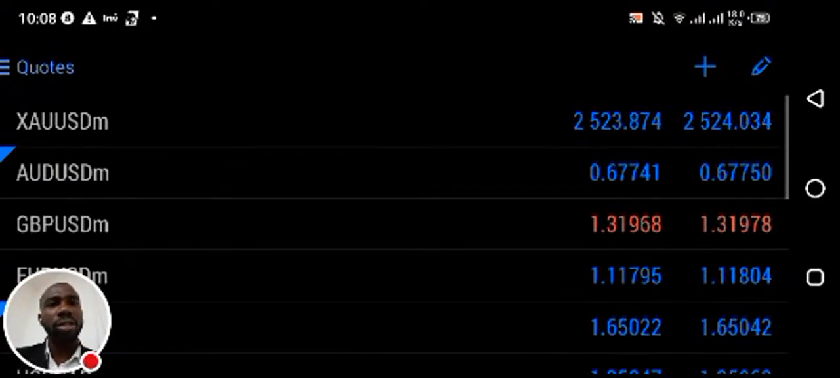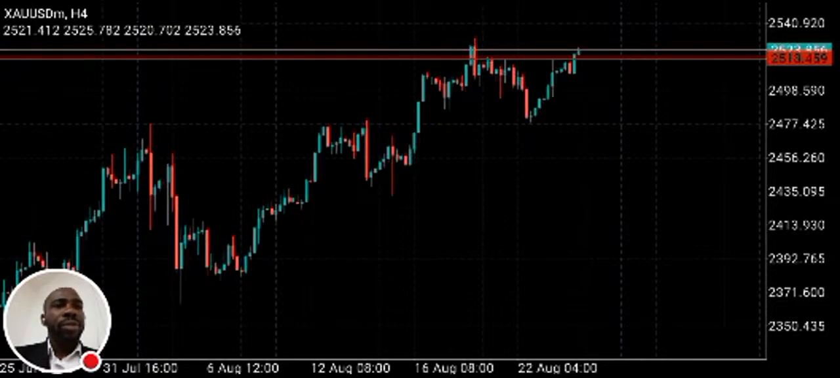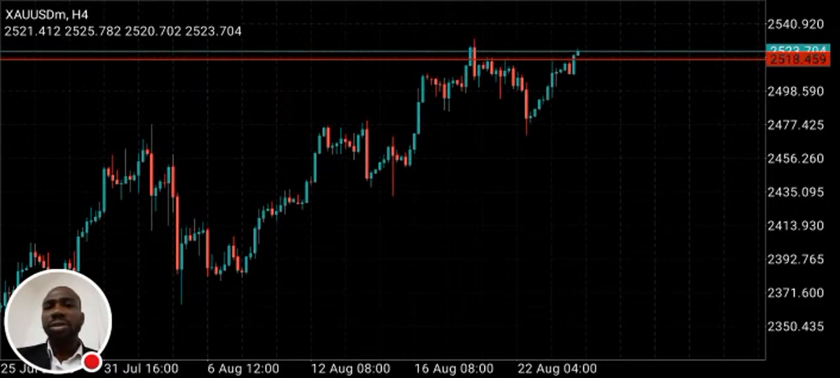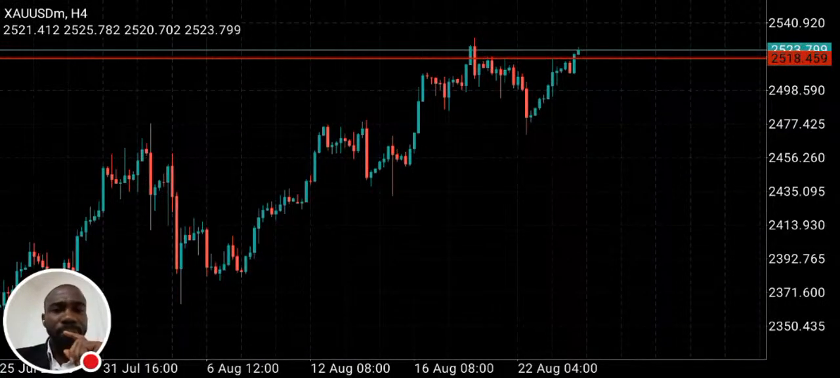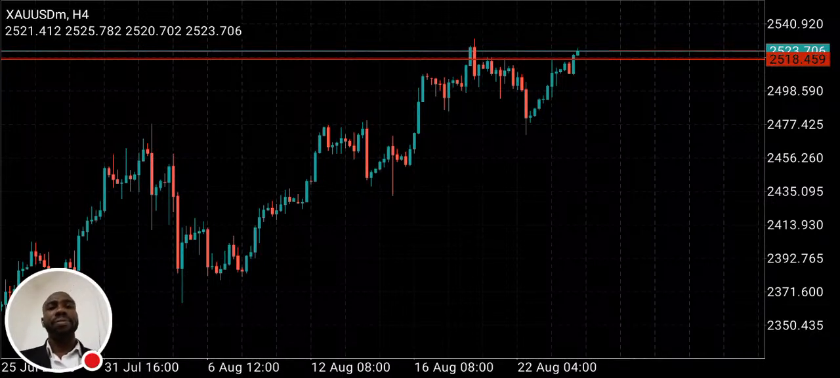Okay, so let's start with gold. The first thing we're going to look at on gold is how last week's candle closed. How last week's candle closed will determine the direction we'll follow this week.